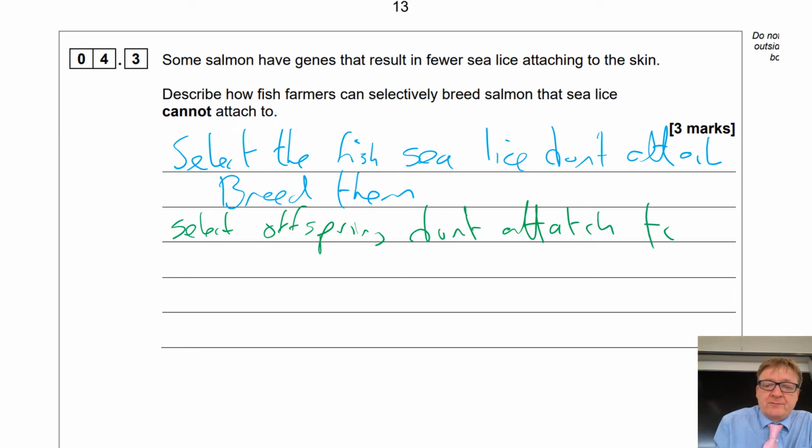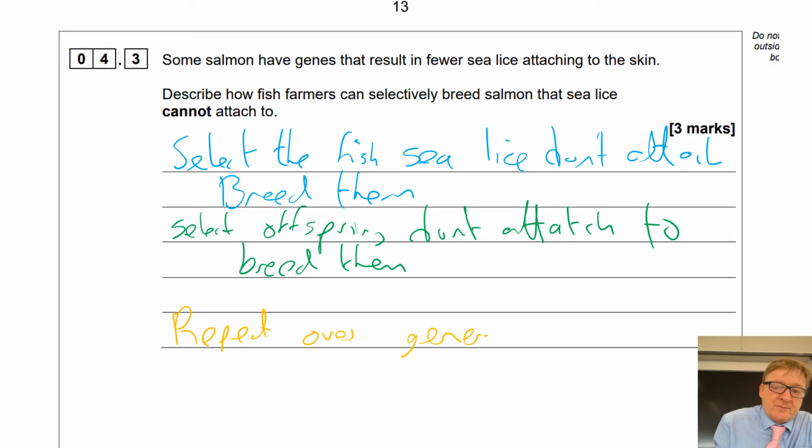Breed them. Then repeat over generations. And eventually the sea lice numbers will decrease massively, and hopefully eventually they'd disappear completely.